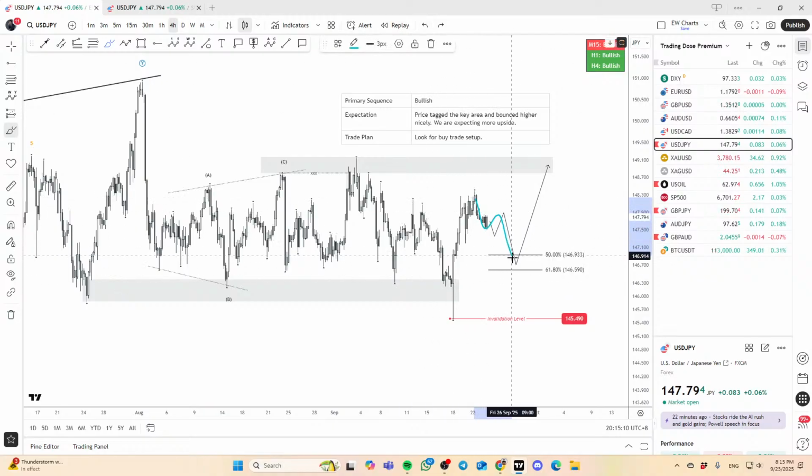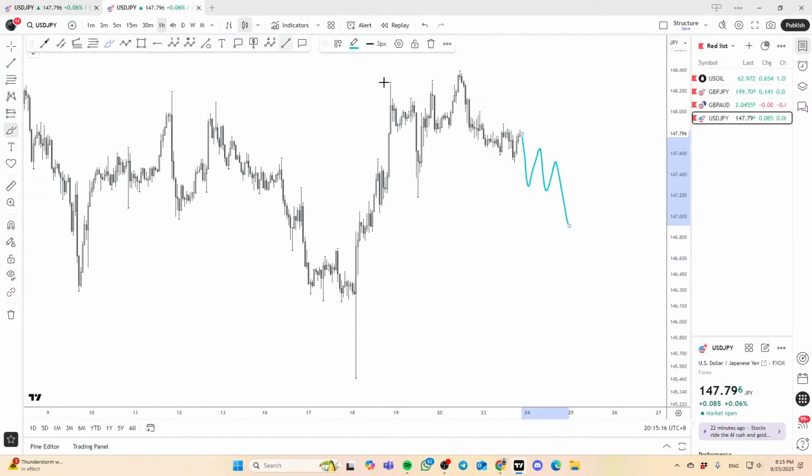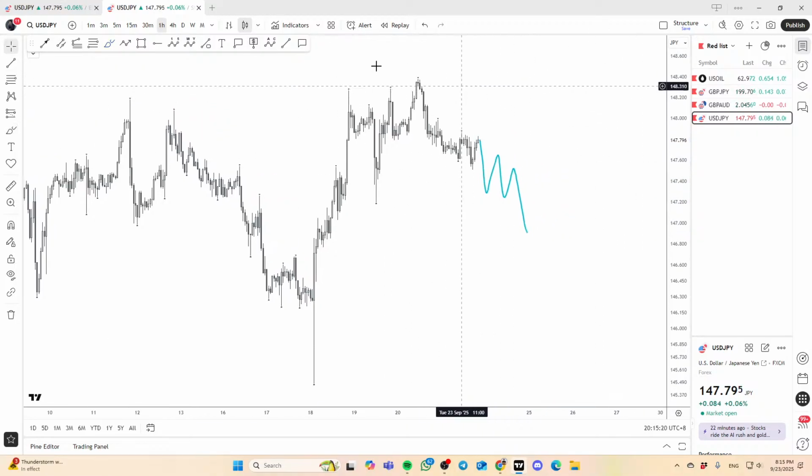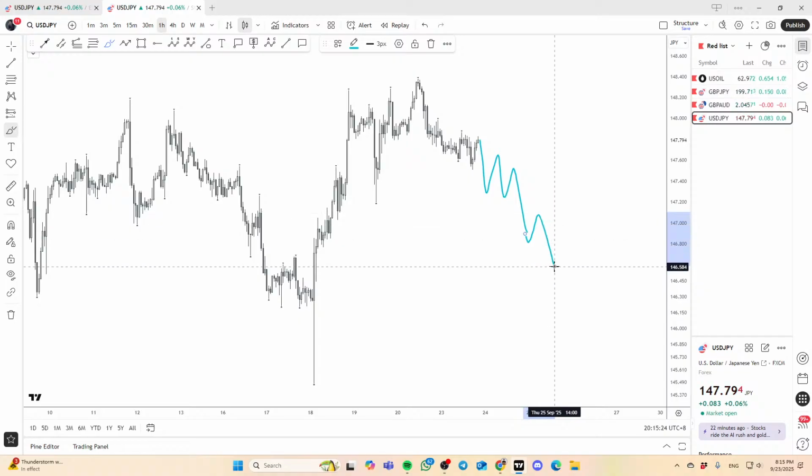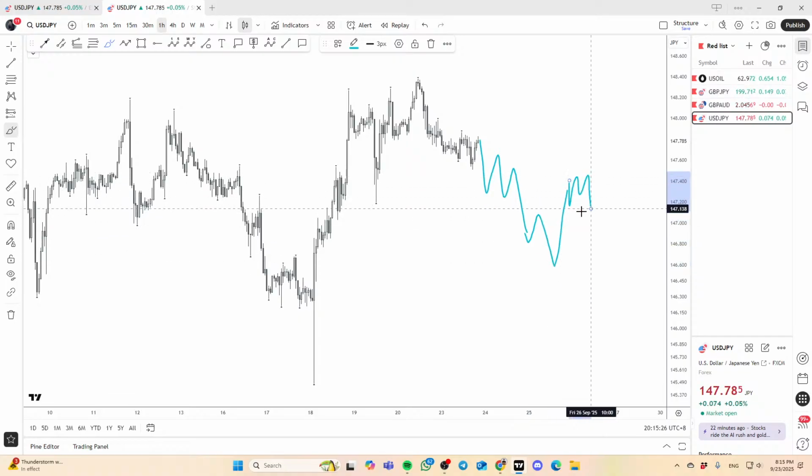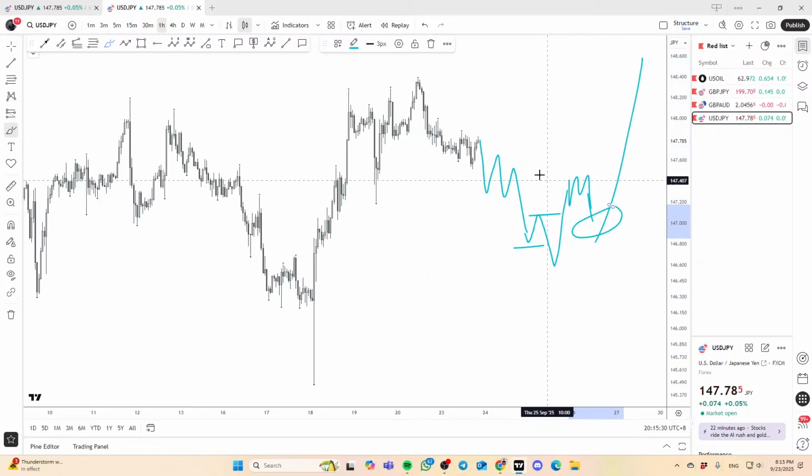We want the price to come into the area here, then we look for the setup to get involved, right? So if you look at this here on the hourly, right, what we eventually would love to see is price pulling back, tap into the key area, form some sort of a setup, right, and then we'll look to buy from there.